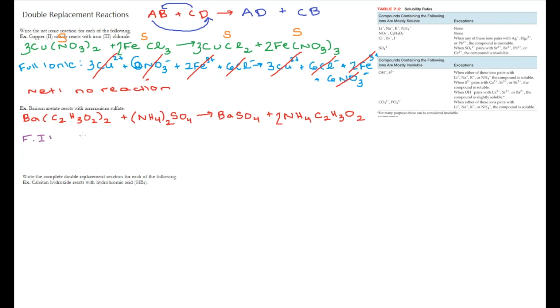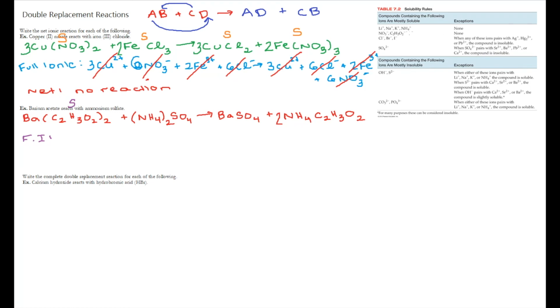So we're going to break apart anything that is soluble. So I look at acetate. I'm going to find acetate on my table. Acetate is soluble, and there are no exceptions. So I'm going to put that it is soluble. It's going to dissolve. Ammonium sulfate. Okay, so I'm going to look up sulfate here. Okay, when sulfate pairs with Sr, Ba, Pb, or Ca, the compound is insoluble. Well, that's not the case.